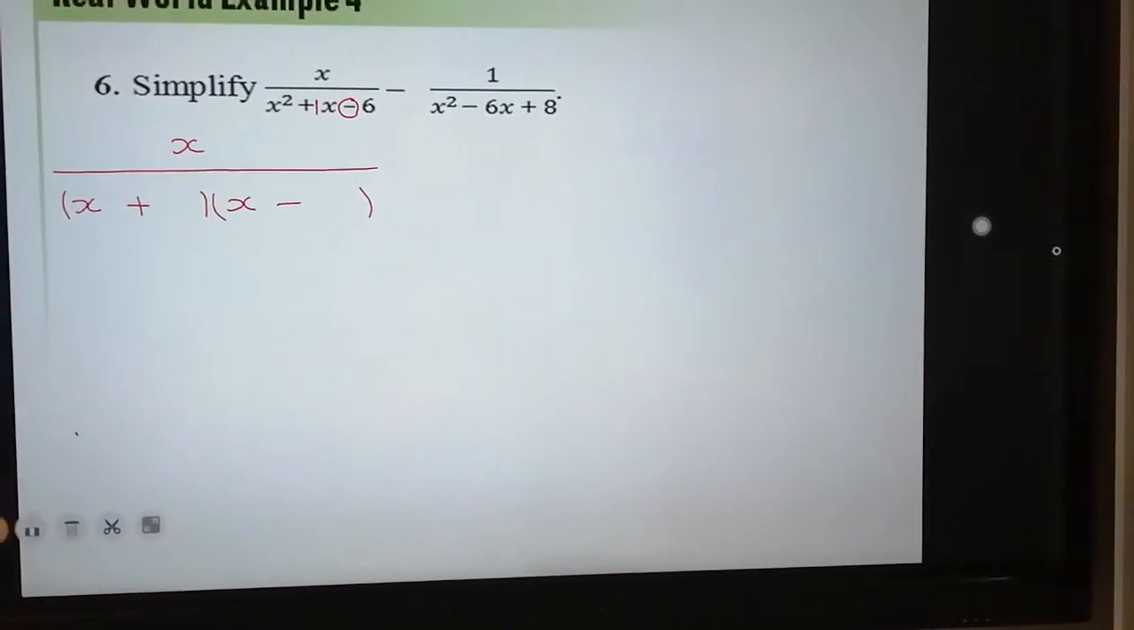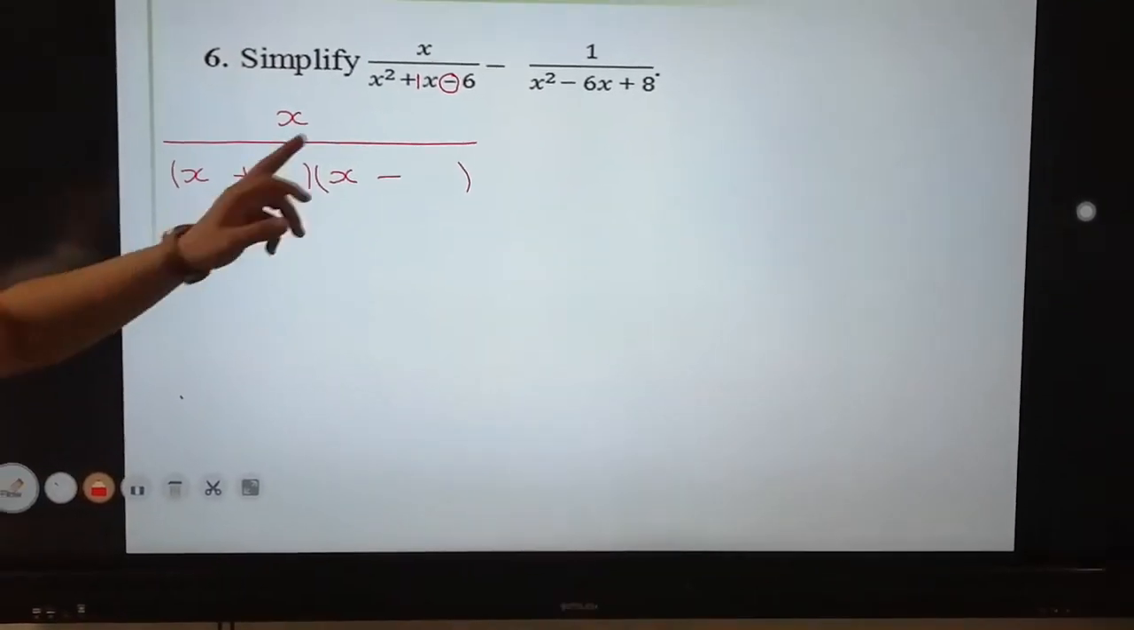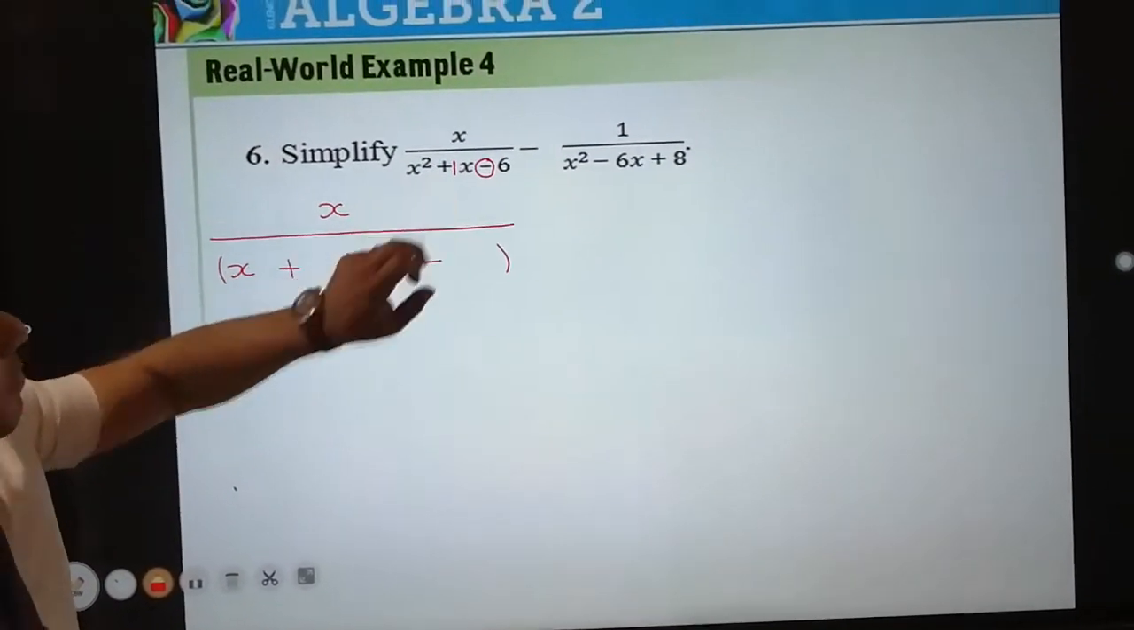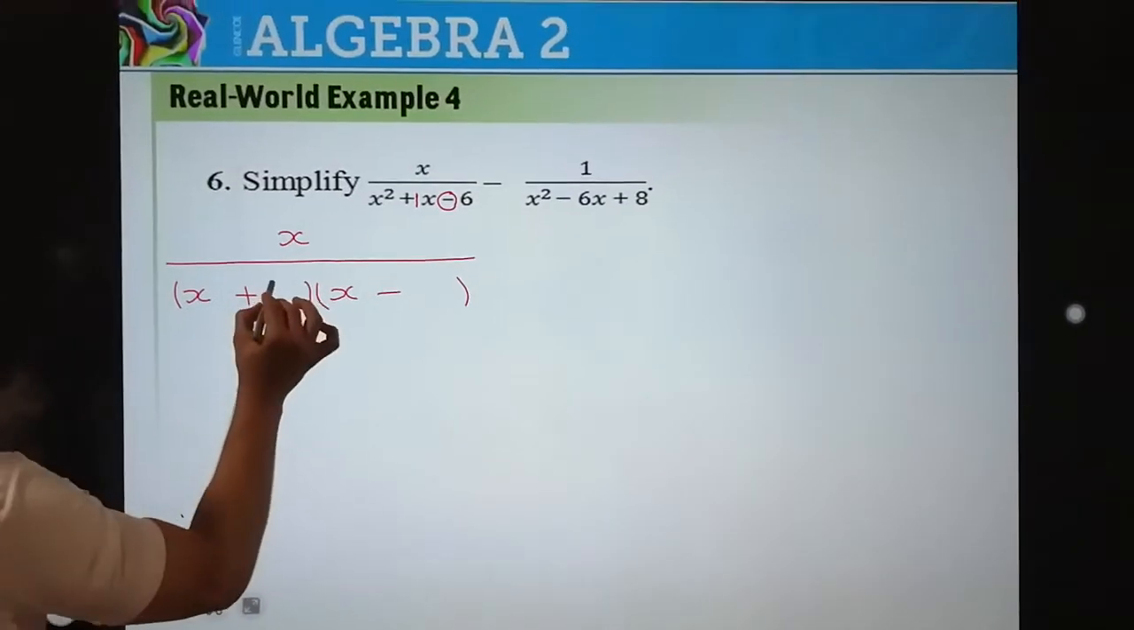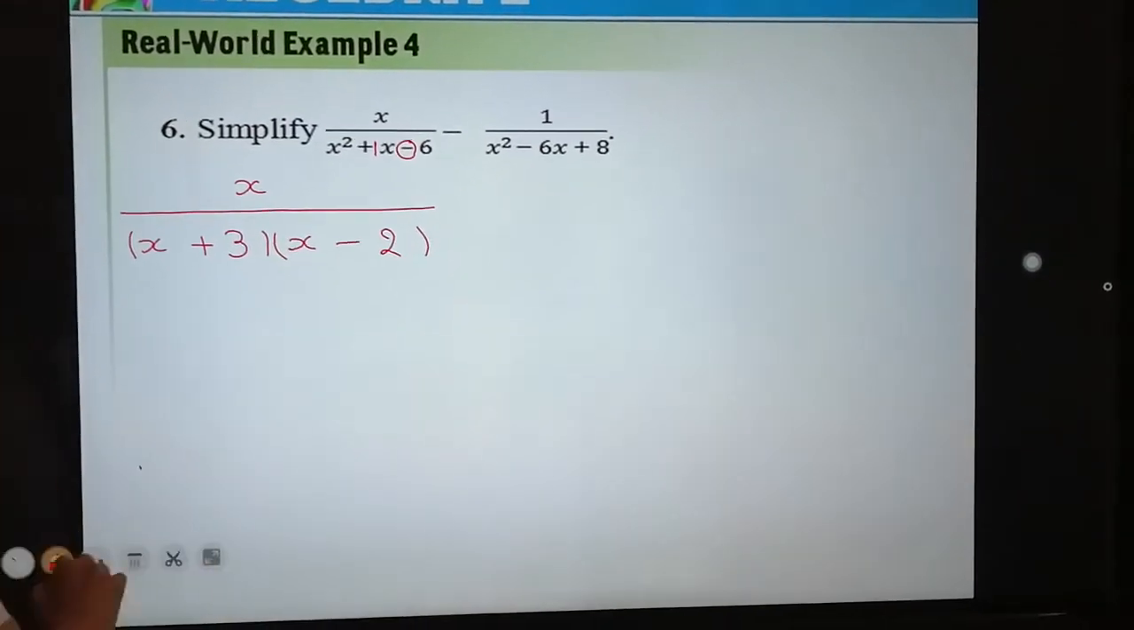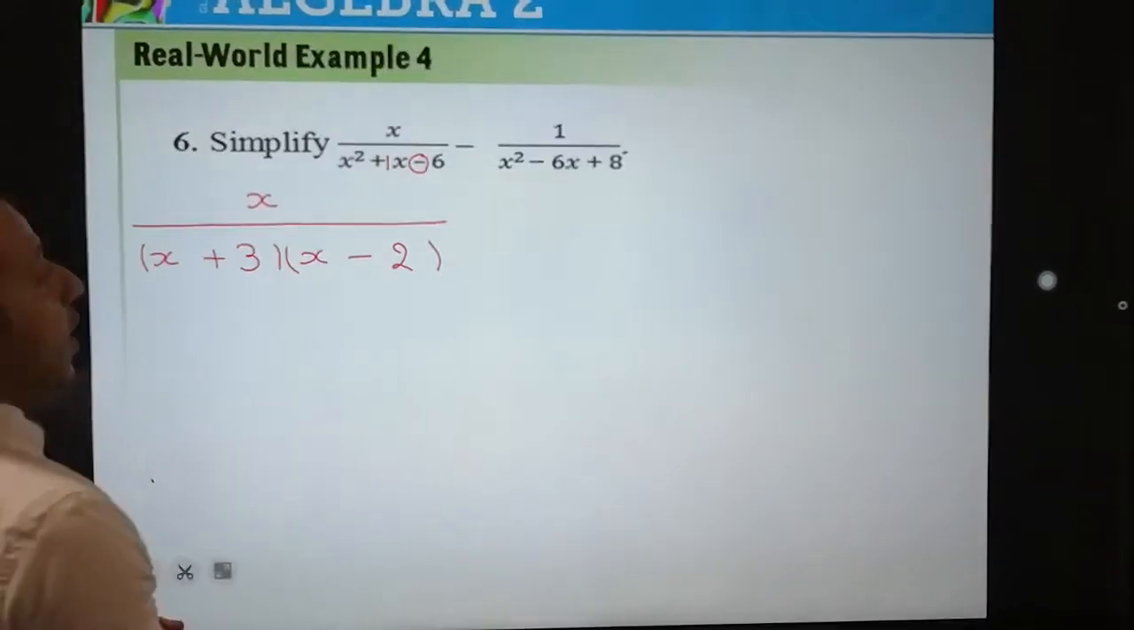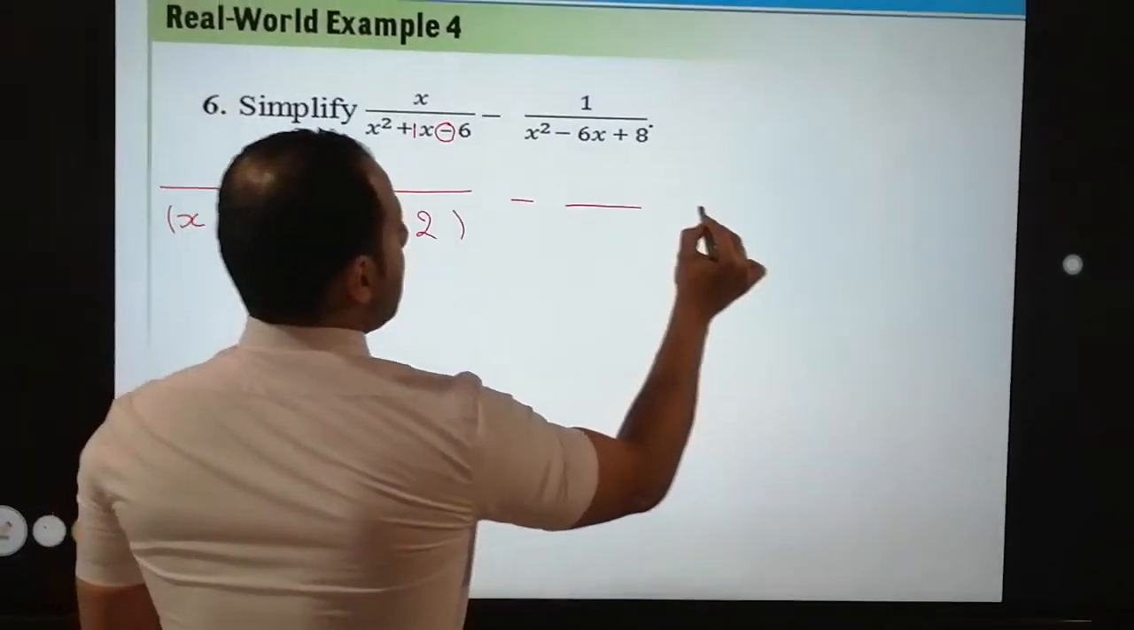Okay, so 3 and 2. And the big number must be by the middle sign, which is positive. So you must write here 3 and here 2. Excellent, my dear students.